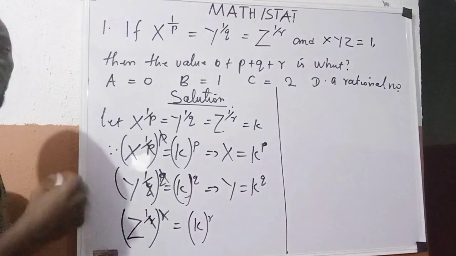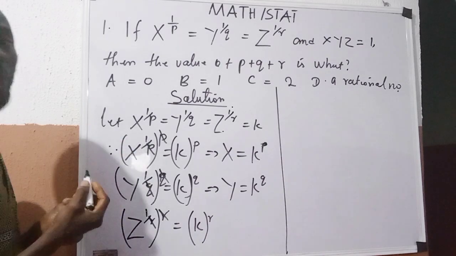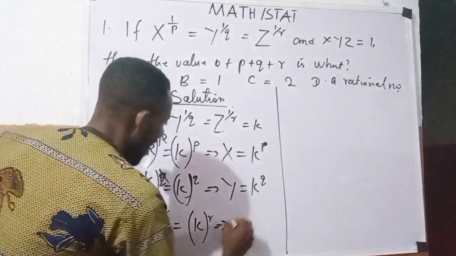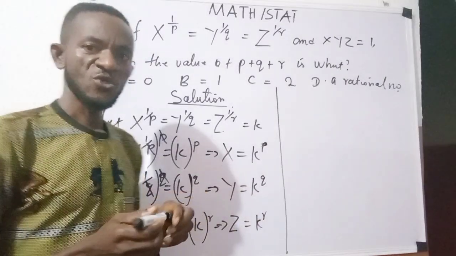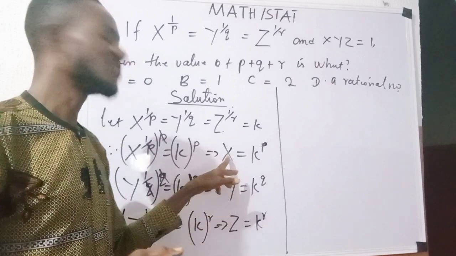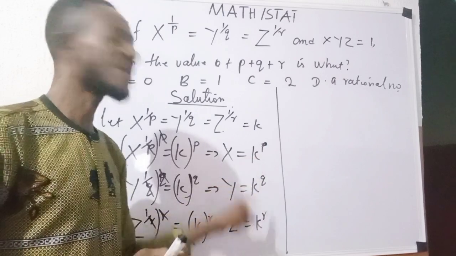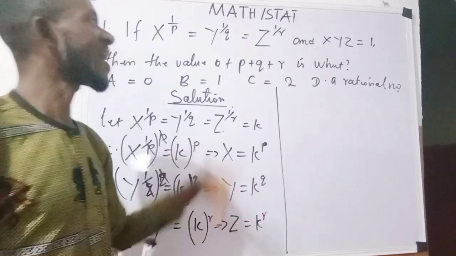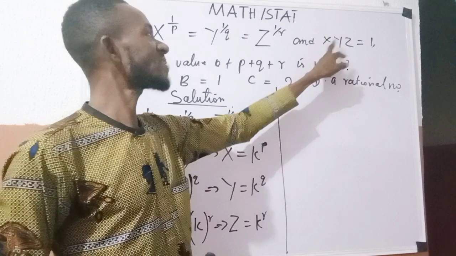And of course, z raised to power 1 is z, y raised to power 1 is y, x raised to power 1 is x. That was why we had x here, had y here. So here, it is going to imply that my z is given as k raised to power r. So we have now come to realize the values of the letters x, y, and z in terms of k, which is what we said let it be.